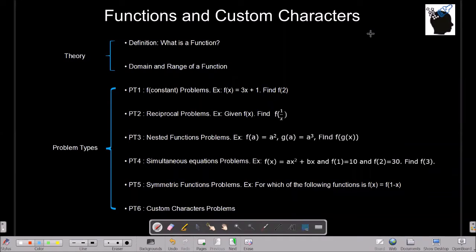Today we'll talk about functions and custom characters. We'll start with the definition of function. We'll go through domain and range of a function. Then we'll look into a couple of problem types.